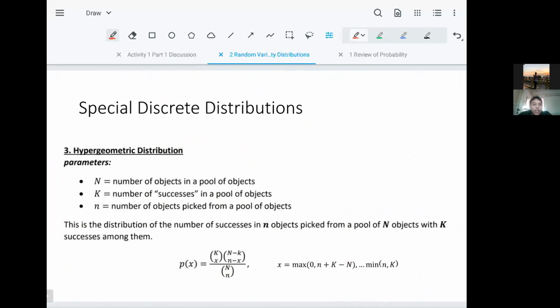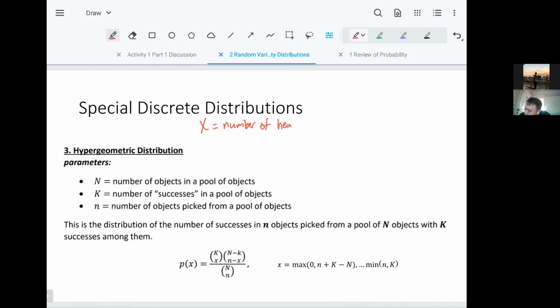So the hypergeometric distribution, basahin ulit natin. Distribution of the number of successes in small n objects picked from a pool of capital N objects with capital K successes among them. Napakagulo na naman. Gawa tayo example na lang para ma-illustrate siya. So let x be the number of kings. Sige, ibahin natin. Gawin na kings kahapon eh.